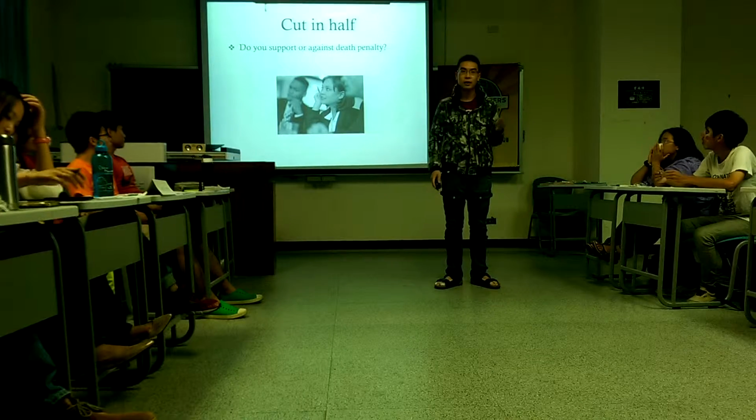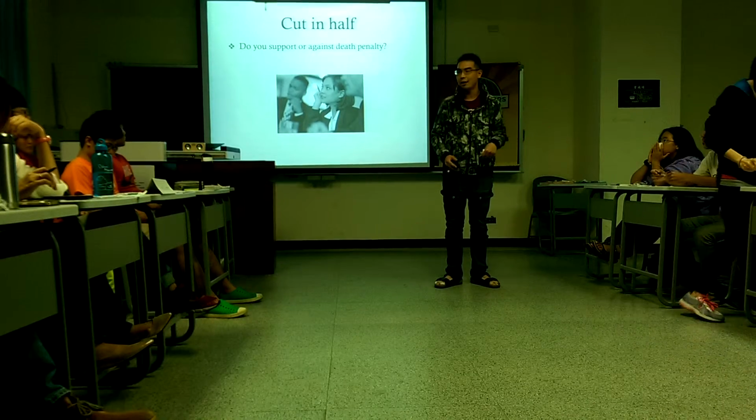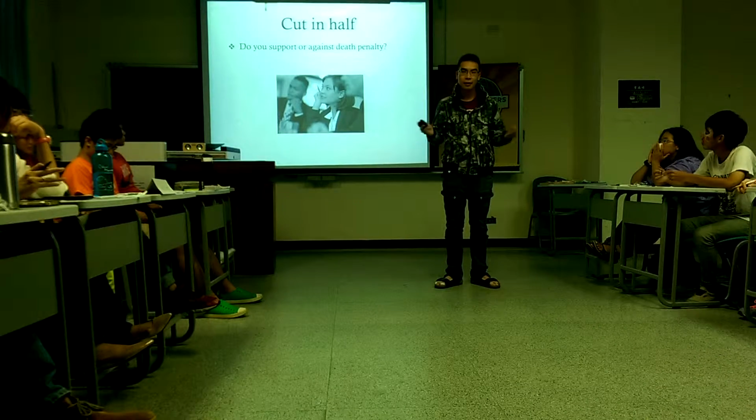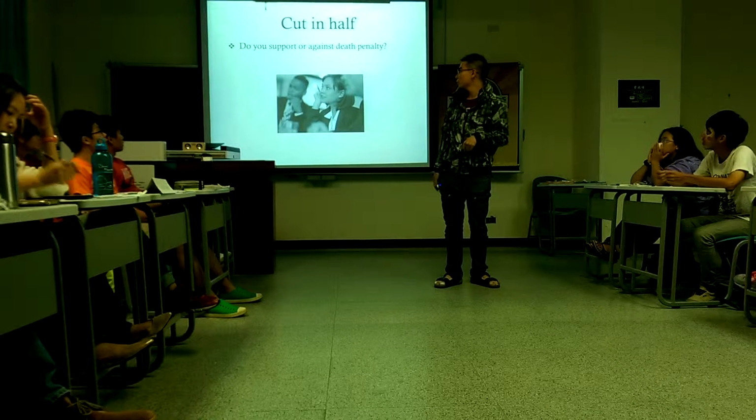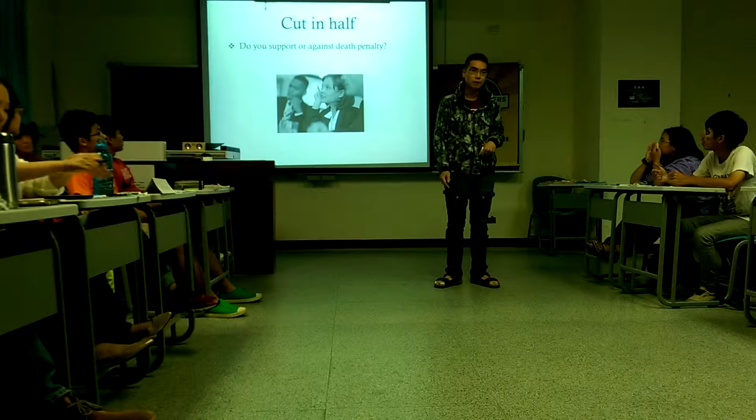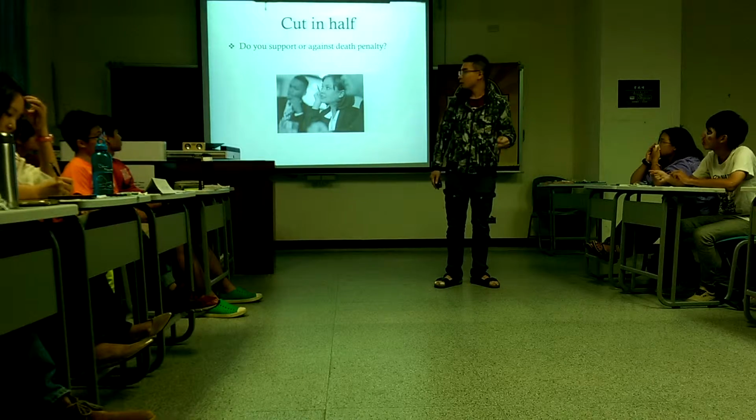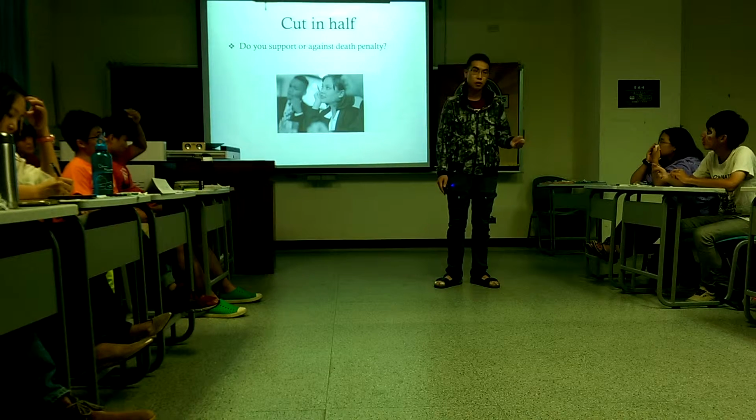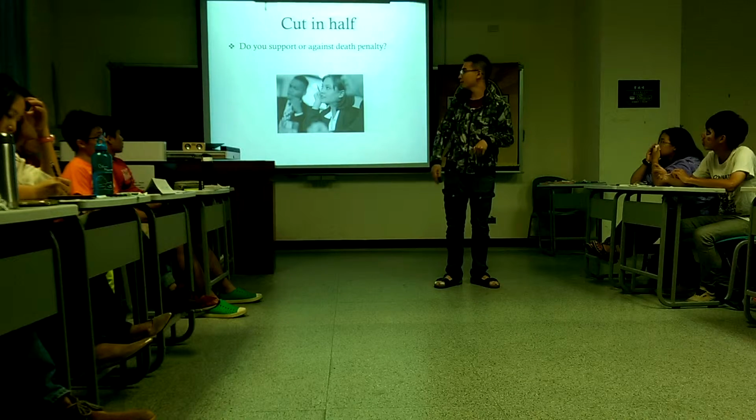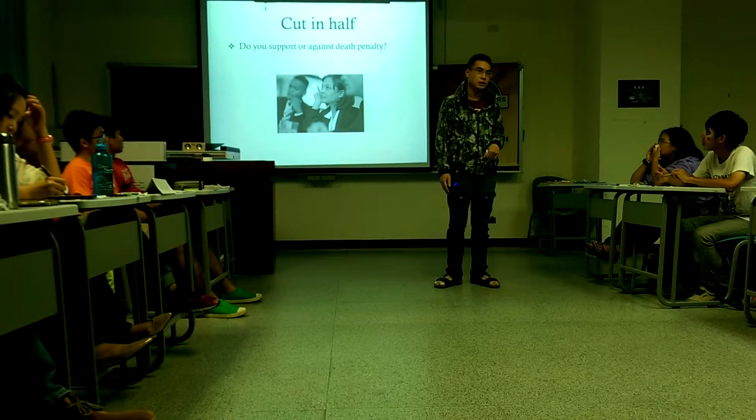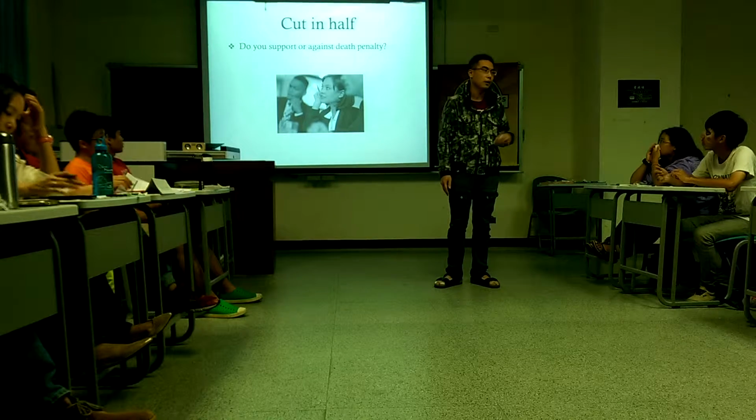The second one is called cut in half. You first tell about the advantage of something, and then you talk about the disadvantage. It's like you are having a debate with yourself. For example, do you support or are you against the death penalty? You can say, on the bright side, I think the death penalty can be a good deterrent for people who commit a crime. And on the other side, I think the death penalty kind of goes against the Constitution because the law doesn't give you the power to kill another person.